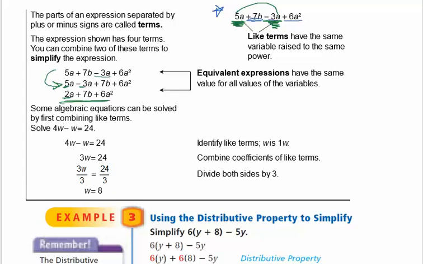Sometimes there's no number in front of a variable. You can always add a 1 there. So this is really 4w minus 1w, and then we get 3w.